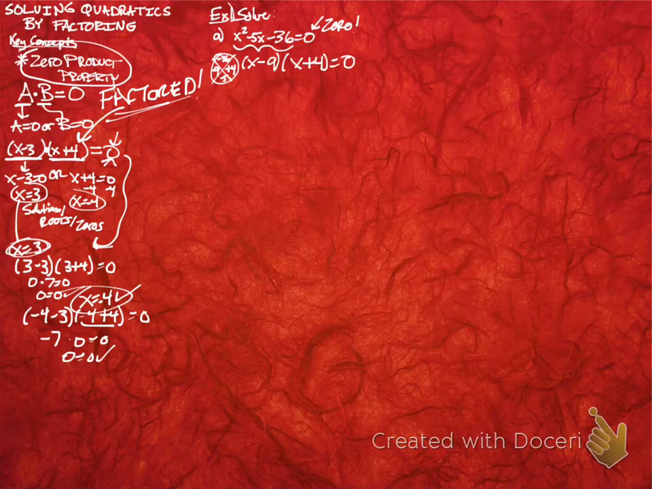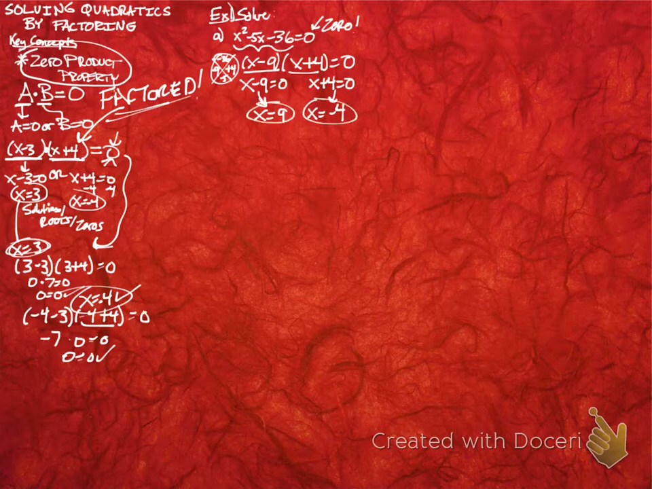Now we get to use the zero product property. I'm going to set x minus 9 equal to 0, and I'm going to set x plus 4 equal to 0. If I solve this one by adding 9, I get x is 9. If I solve this guy by subtracting 4, I get x is negative 4. So these are my solutions.